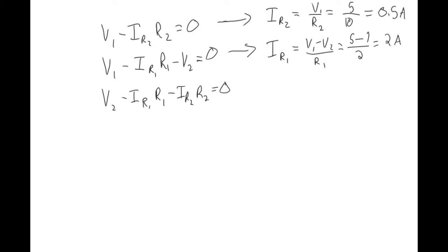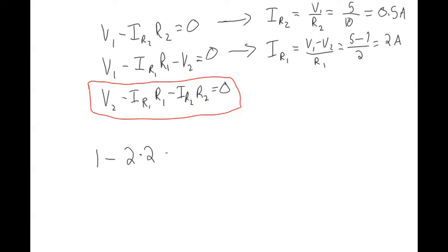So if we take those two currents and plug them into this third equation, we can check if everything works out. So the voltage of source 2 was 1 volt. The current flowing through resistor 1 was 2 amps. The resistance of resistor 1 was 2 ohms. The current flowing through resistor 2 was 0.5 amps. And the resistance of resistor 2 was 10 ohms. So we would get 1 minus 4 minus 5, and that does not equal 0, right?